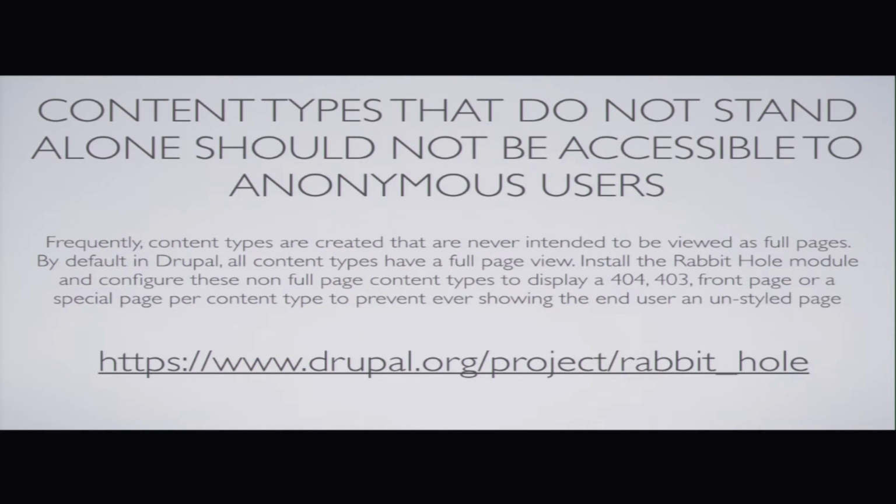Next one here is content types that do not stand alone should not be accessible to anonymous users. I was very guilty of this for a long time. We create a lot of content types that are associated with views. So a store, for instance, if I have a list of stores, and I'll show some of those in a bit, I don't want anyone to ever actually see a store page. I just want to show them a view of the stores that are near them. So I want them to see a title, and an address, and a phone number. But they can still get to that store page if they search, or somehow it gets added somewhere.